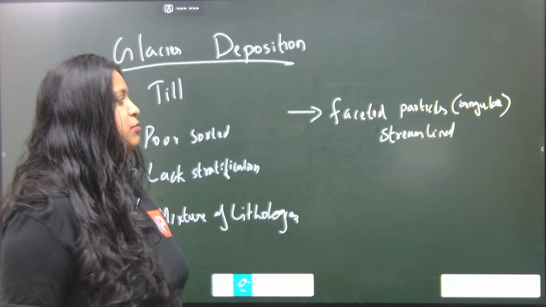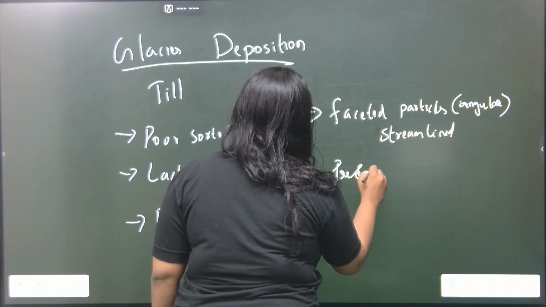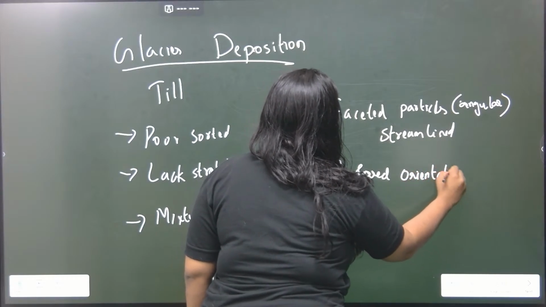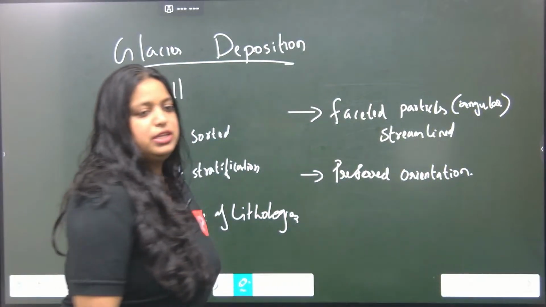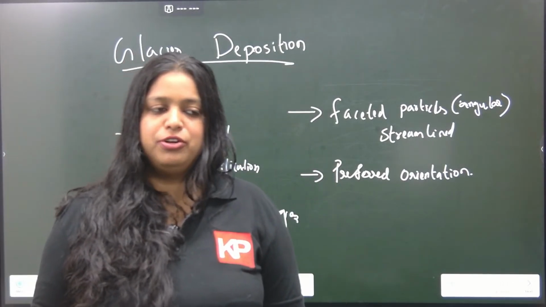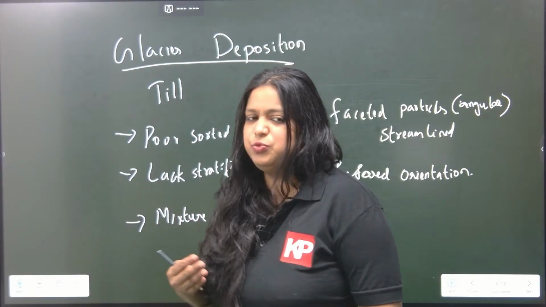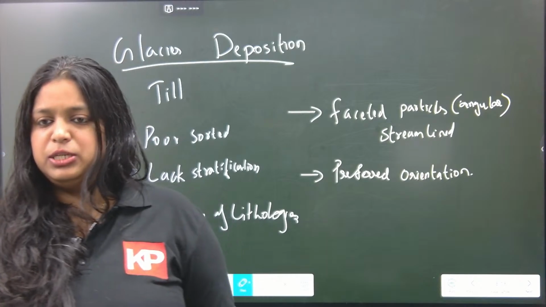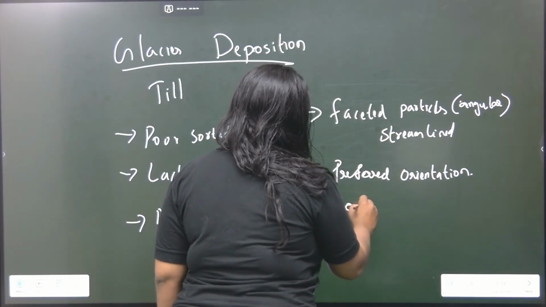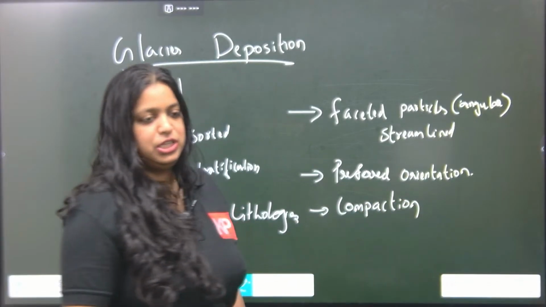Next, all these particles have a preferred orientation. They will be aligned in the direction of glacier flow. A preferred orientation will be there, and there is compaction associated with the pressure developed during the deposition event.